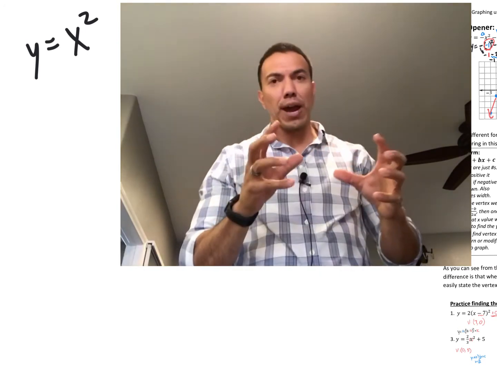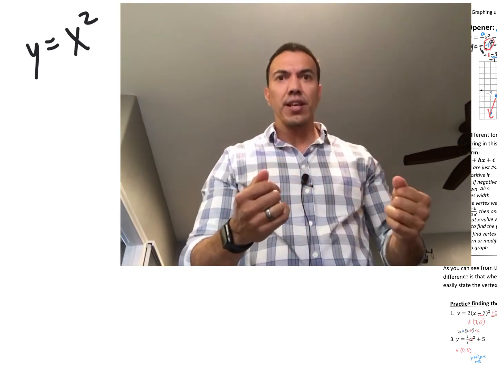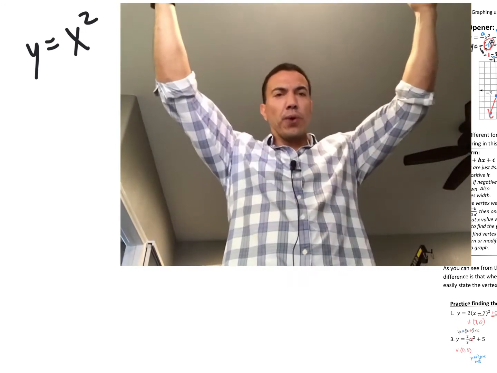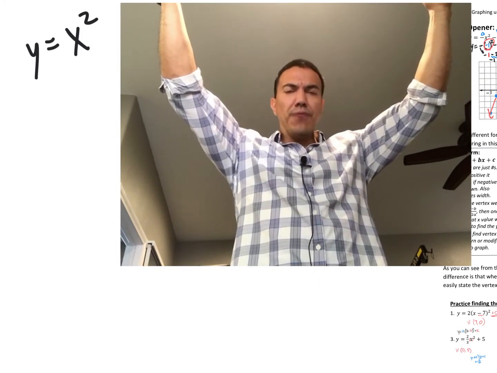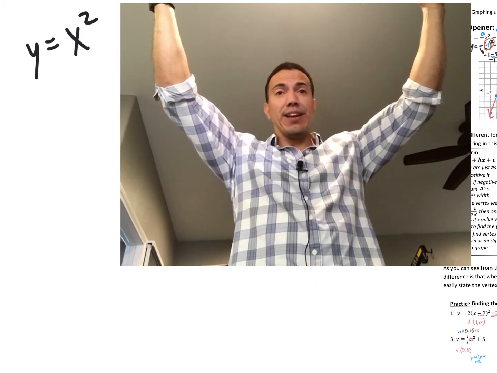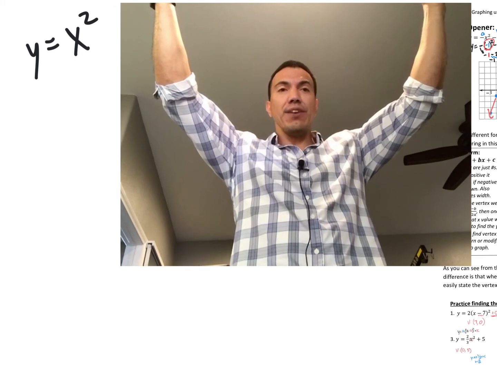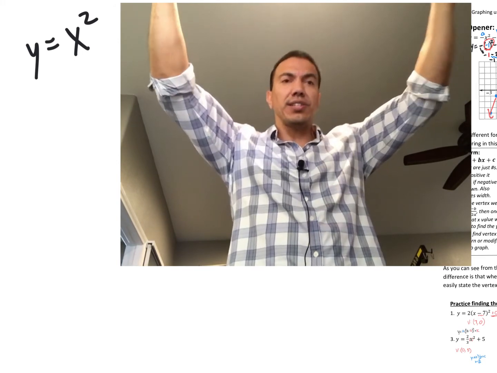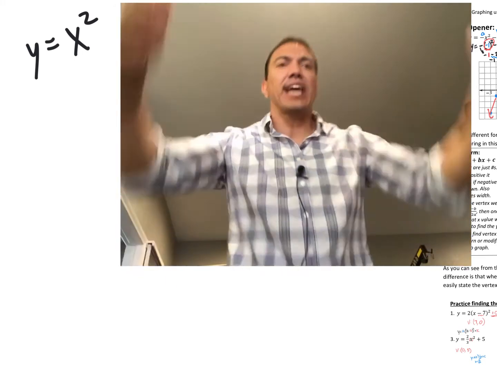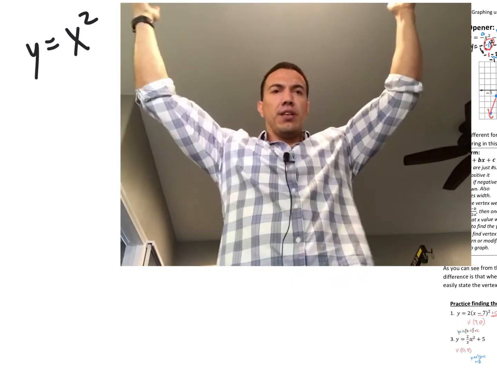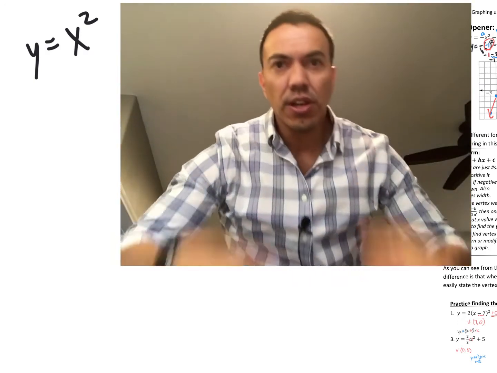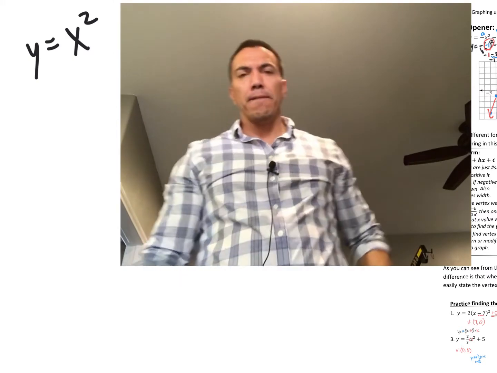Today we're going to be describing changes in parabolas. From your parent graph y equals x squared, if you change the a value to a negative and make it y equals negative x squared, all that does is cause a reflection over the x-axis, right? Here's your x-axis. It reflects over the x-axis, which causes it to open down, okay?